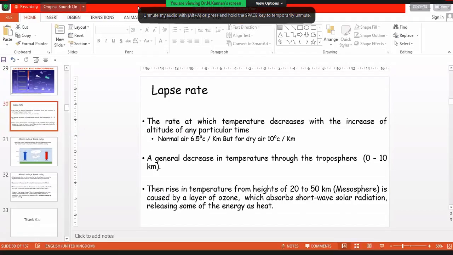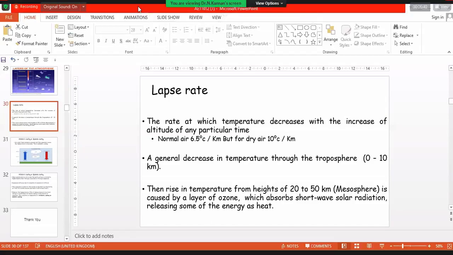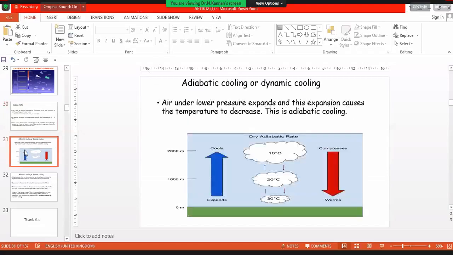Sir. Yes, right. Good. We are now talking about lapse rate, correct? So we have completed this slide. Yes or no? Yes, sir. This one? No, sir.